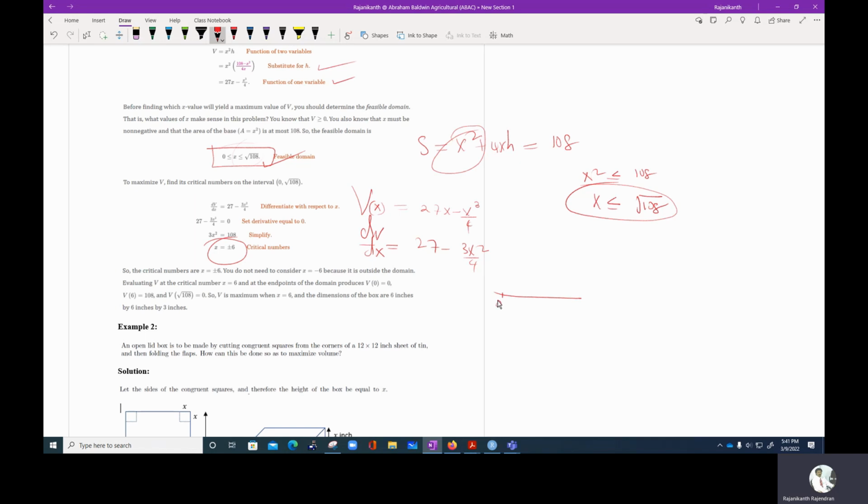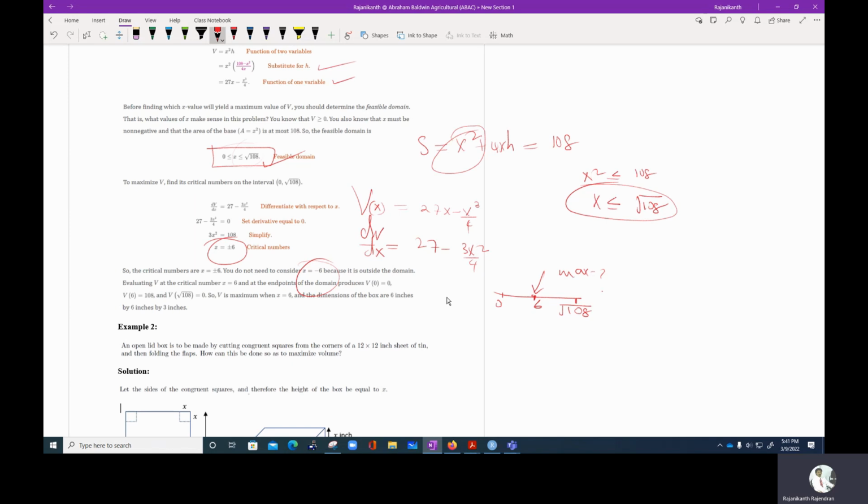Remember the domain, 0 is here. My x value is 0 to square root of 108, possible x values. Now I have two critical values, x is -6 and x is +6. So you don't consider -6, right? Because x cannot be negative. x is the length of the box. Impossible to have negative. So that means you will find only one possible critical value, which is 6. Now you are going to check whether the function has a maximum at this value. You have to check, right?